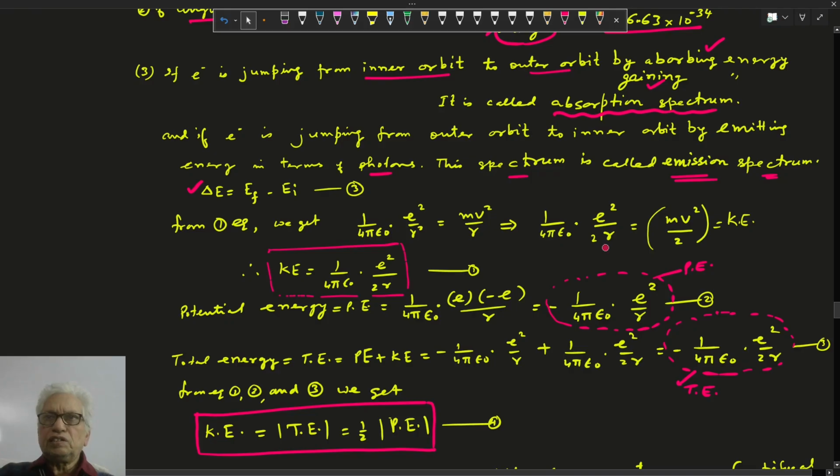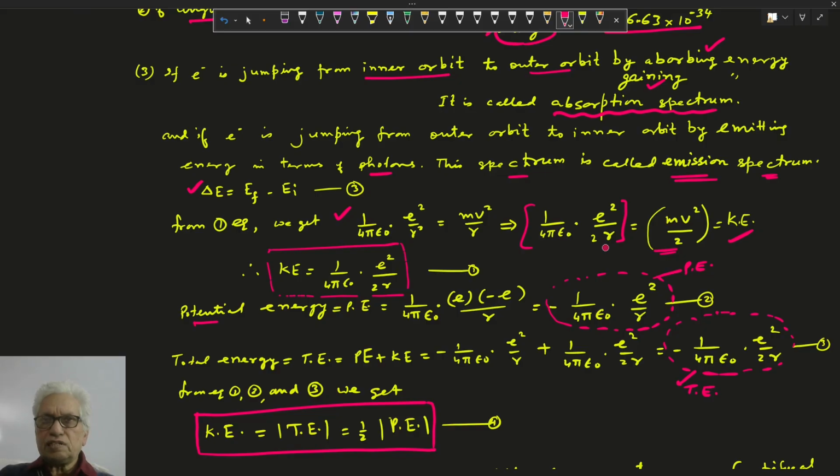Here, this is the formula from equation 1: attraction force equals centrifugal force. R cancels out, then mv square upon r cancels, so we divide both sides by 2. Half mv square is the kinetic energy. So kinetic energy is given by this formula: 1 upon 4 pi epsilon naught, e square upon 2r.